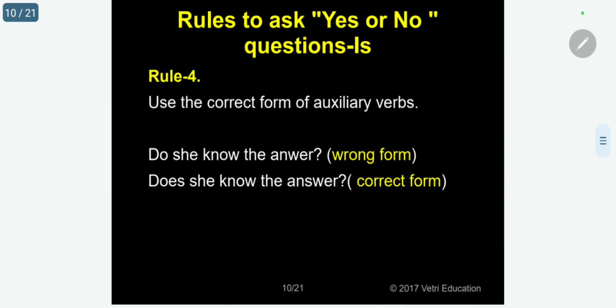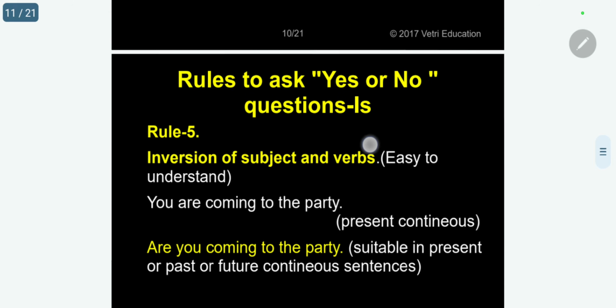Rule 4: use the correct form of the auxiliary verb. Kindly follow: "Do she know the answer?" No, it is the wrong form, because "she" is third person singular, so you must use "does". "Does she know the answer?" is the correct form. So you must understand this information.